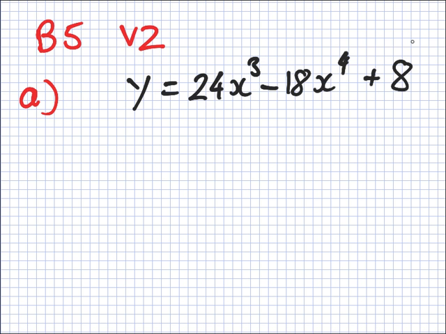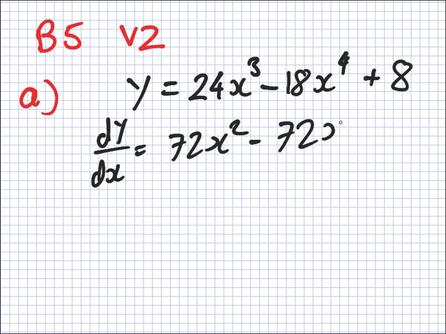Question B. B5. All right. A curve C has the equation y equals 24x cubed minus 18x power 4 plus 8. Find dy dx. Easy peasy, right? That is 72x squared minus 72x cubed. Right?